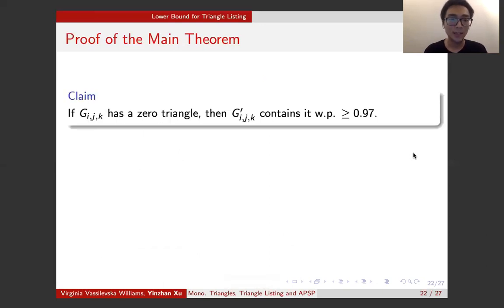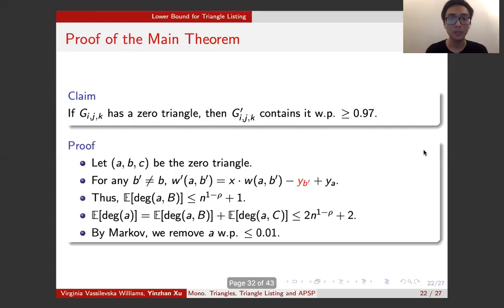We claim that if G_ijk contains a zero triangle, then G prime ijk also contains it with a probability at least 0.79. The proof goes like the following. So let's say ABC is a zero triangle in G_ijk. Then for any B prime not equal to B, we look at the expression for its new weights. And notice that there's a minus Y_B prime term in here. Note that Y_B prime is independent from ABC and IJK. So it means that W prime AB prime itself is a uniformly random variable, independent to the fact that ABC is in G_ijk.